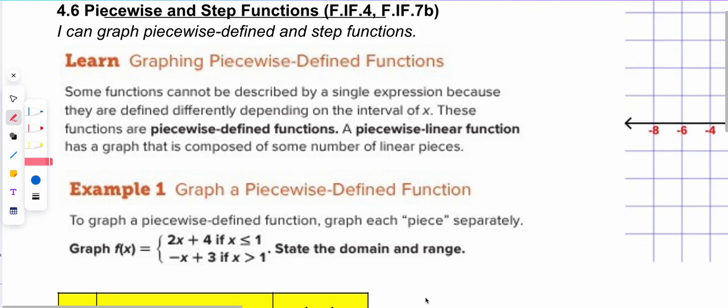6, piecewise and step functions. So graphing piecewise defined functions. Some functions cannot be described by a single expression because they are defined differently depending on the interval of x. These functions are piecewise defined functions. A piecewise linear function has a graph that is composed of some number of linear pieces. So we have an example here where we're going to have linear piecewise pieces.